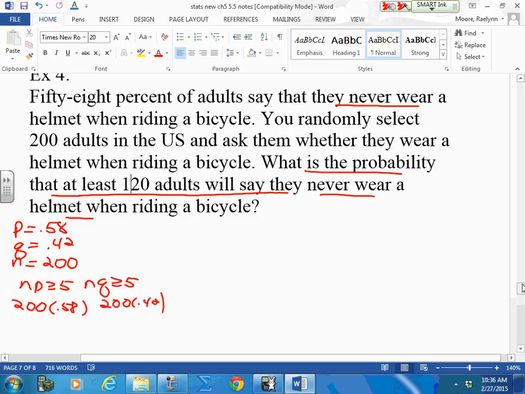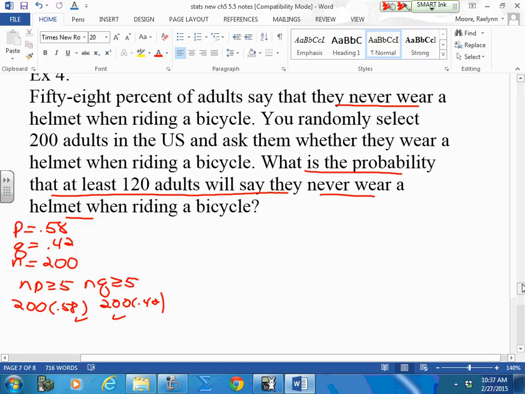So which one should we test? We have to test both. Which one is important? The smaller guy. If the smaller guy passes, then the bigger guy passes. So 200 times 0.42, was that greater than or equal to 5? Yep. So they both pass the test.